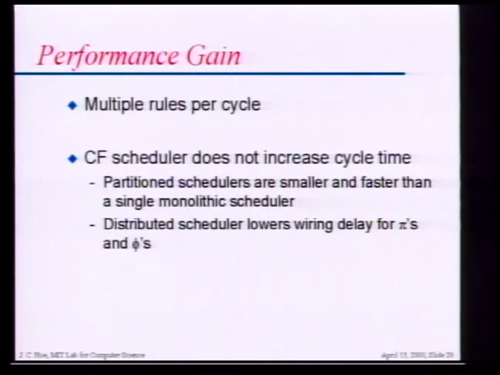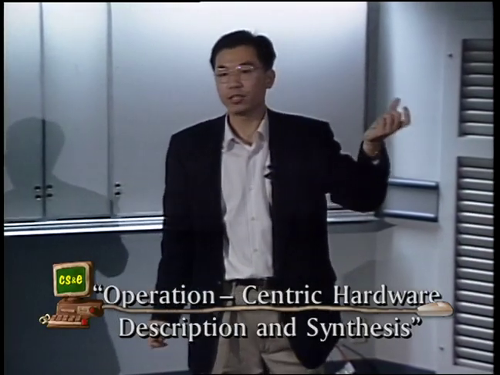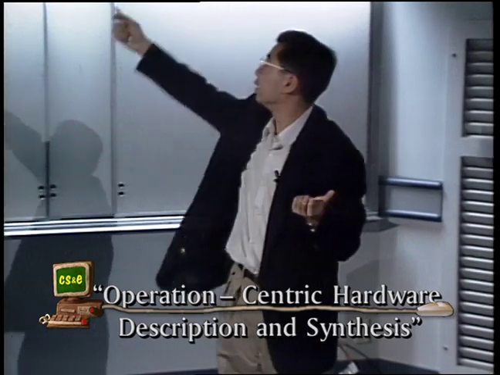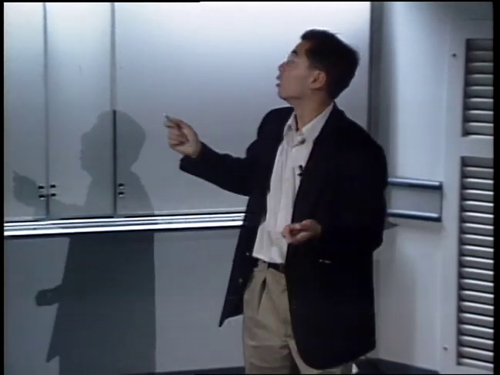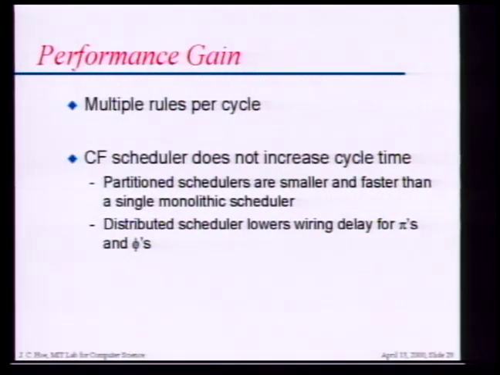Because once you have done this partitioning, we replace this monolithic giant single scheduler with multiple smaller schedulers that run concurrently. And these smaller priority encoders are actually smaller and faster. And another thing is, once we've done the partitioning, rules that are not related, the pies and fees, don't need to be routed to a central location for arbitration anymore. They can be arbitrated locally. And this leads to potentially faster cycle time.